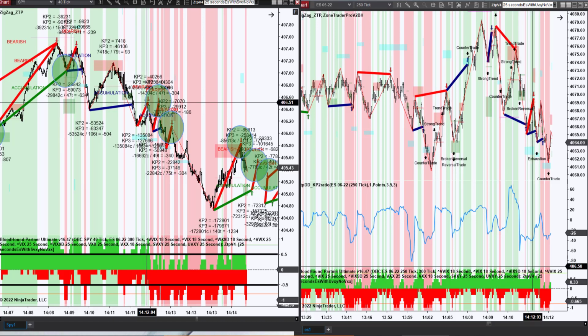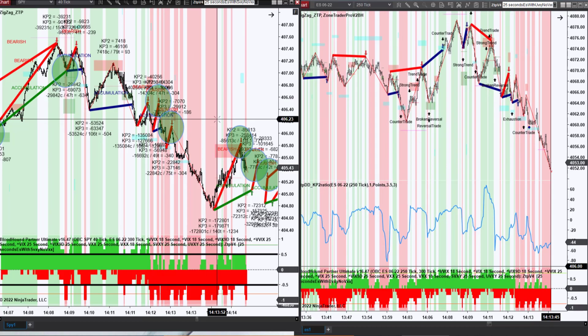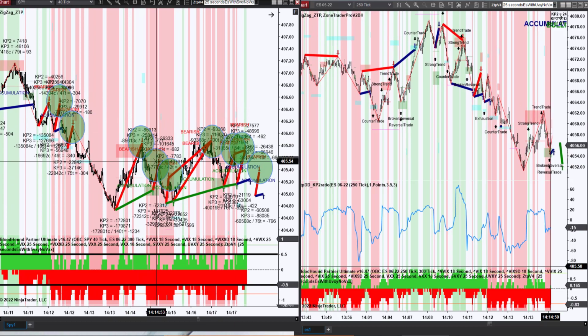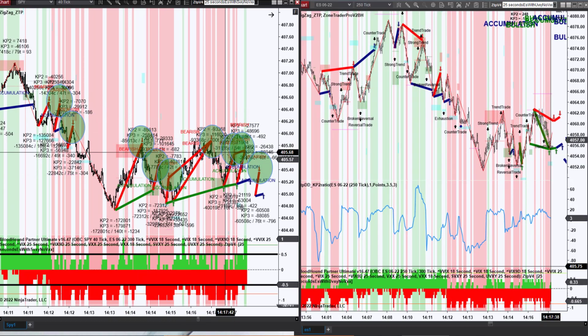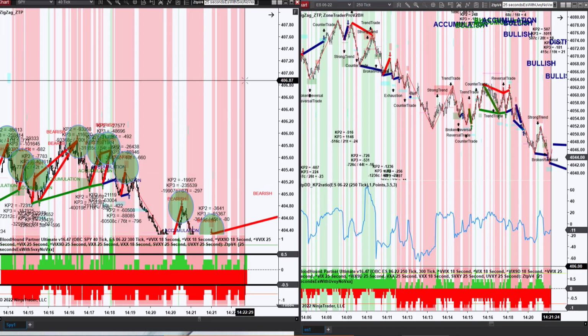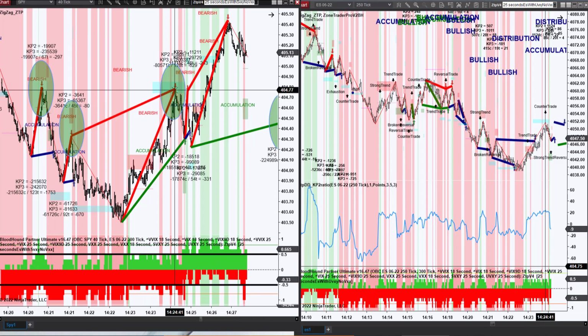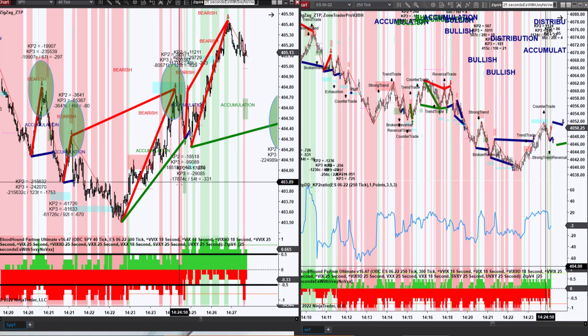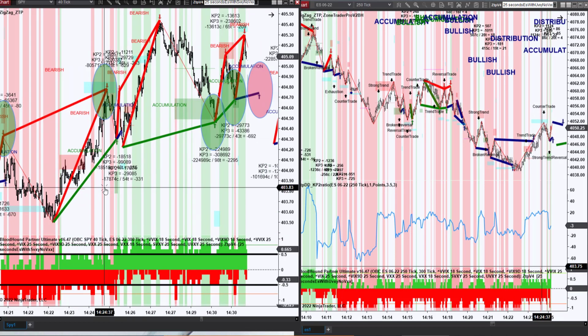We have our first short trade there, our second short trade there, third, fourth, fifth, sixth, seventh, eighth, ninth, 10th, 11th, 12th, 12 trades in a row that were successful.